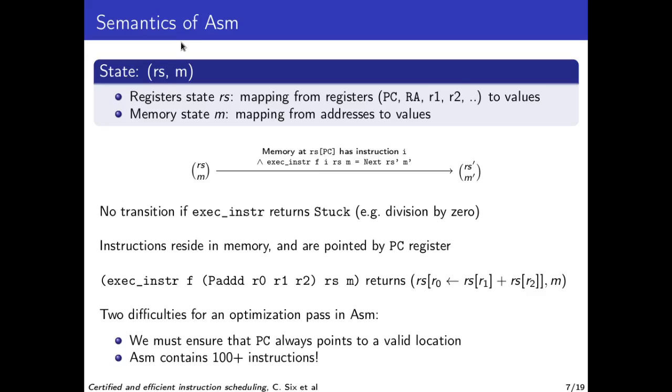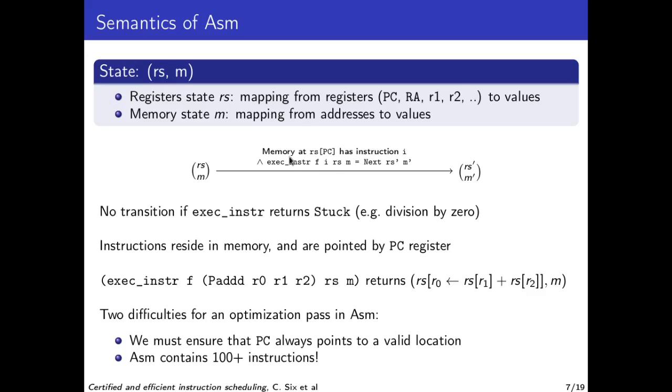The semantics of ASM in CompCert are quite simple. A state in ASM is the combination of a register state and a memory state. The register state is just a mapping from registers to values, and the memory state is a mapping from addresses to values. Then, the execution semantics are given as follows.